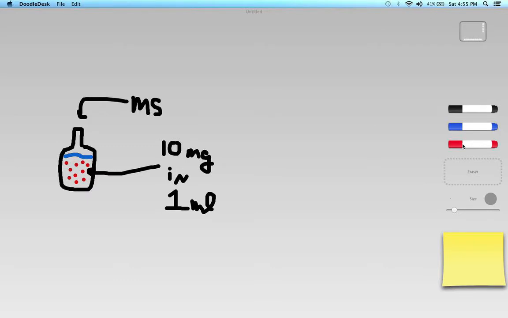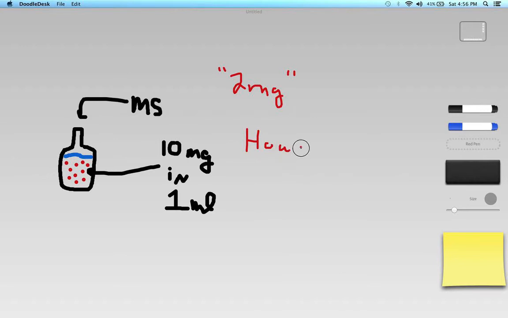And what I want to do is administer 2 milligrams to my patient. That's the order. That's what I need to administer. So I need to pull out 2 milligrams from this 10 milligrams. I put my syringe in, and I need to pull out 2 milligrams from this vial. And the question is, how many milliliters of this 1 milliliter do I need to pull out? That's the big question. How many milliliters do I need to pull out?